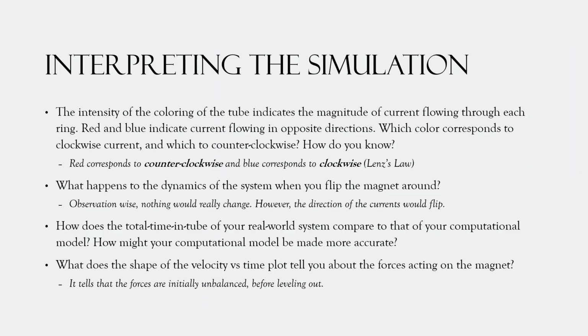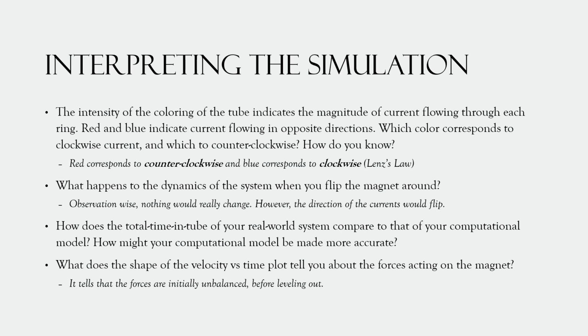To interpret this simulation, the intensity of the color in the tube indicates the magnitude of current flowing through each ring. Red and blue indicate current flowing in opposite directions. Which color corresponds to clockwise current and which to counterclockwise? How do you know? We know that red corresponds to counterclockwise and blue corresponds to clockwise, which is due to Lenz's law. By examining a magnet falling into a field, we know that the direction of the electric current induced in the conductor is such that the field created by the induced current opposes the change of the initial magnetic field. So the upper one must be the clockwise current, and the opposing one is red, which is counterclockwise, as it opposes the initial current.